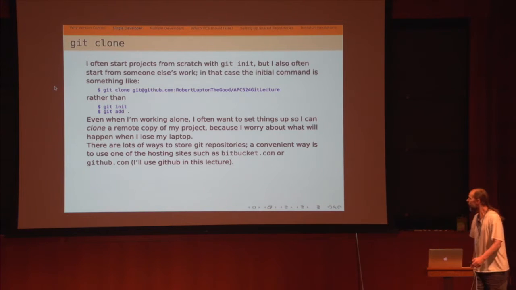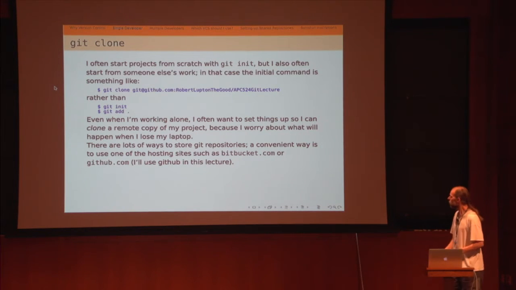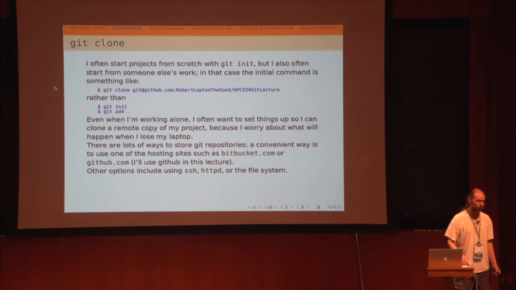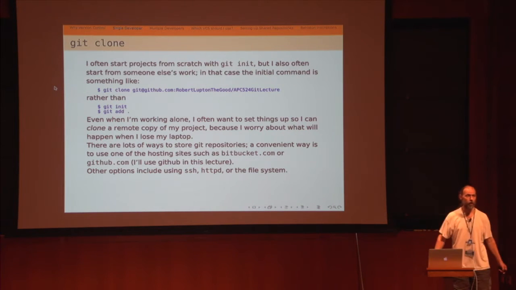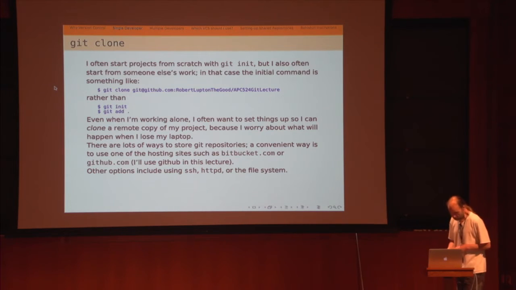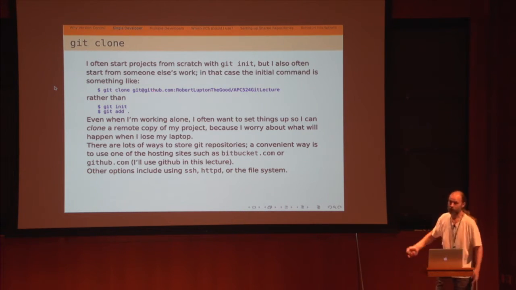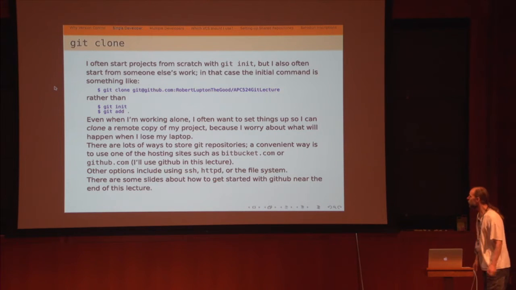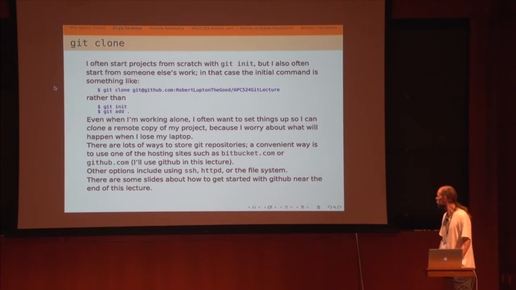Okay. In fact, I think Peter talked about some of these. There are lots of ways to store Git repos. I'm using github.com. You can use bitbucket.com. If you're really a masochist, you can use SSH or HTTPD or the file system. There are lots of ways to do this. These days, it's pretty universal. Bitbucket's dying. To use GitHub, that's what I would recommend that you do. It's only dying quite slowly, but it's dying. So, and I'll go back to teaching you how to get started using GitHub near the end of the lecture. I think Peter may have covered it.